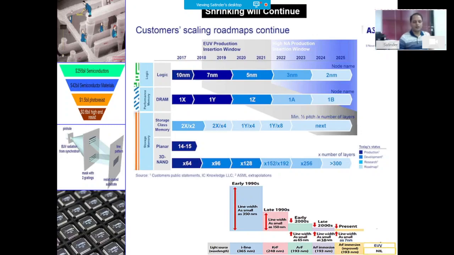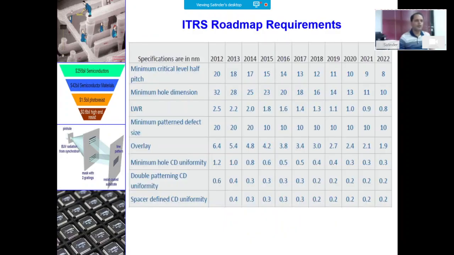This is the journey. When we talk about a 10 nanometer transistor, it means we have to reduce the wavelength to around that nanometer. That is true from the beginning, and today also in the same way. This is basically the international technology roadmap for semiconductors requirement. In 2012, we were talking about 20 nanometer pitch, and then 18 nanometer, 17 nanometer in 2016. Now in 2021, we are talking about 9 nanometer pitch.